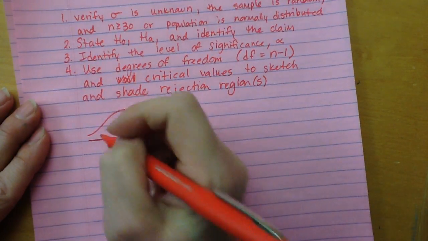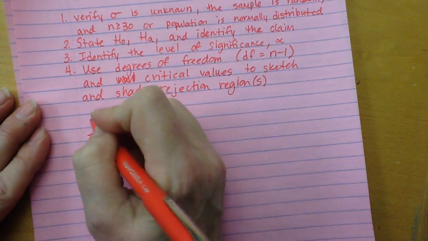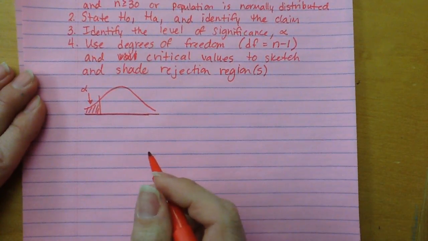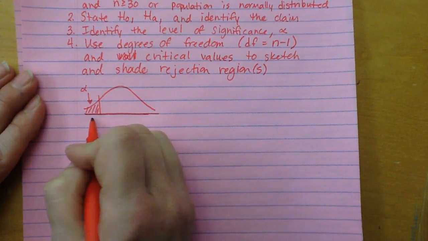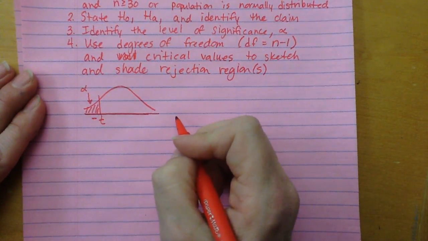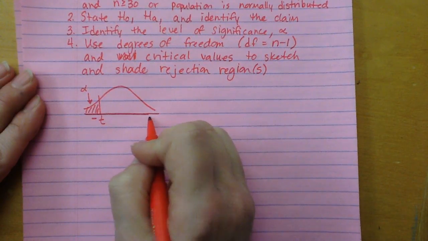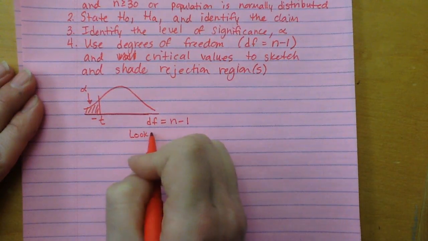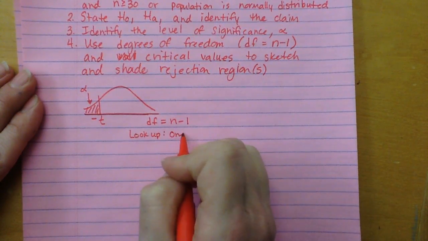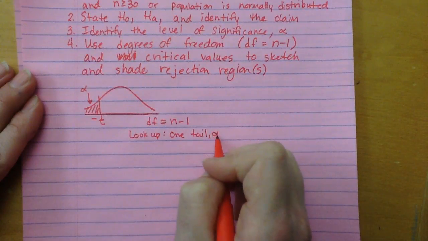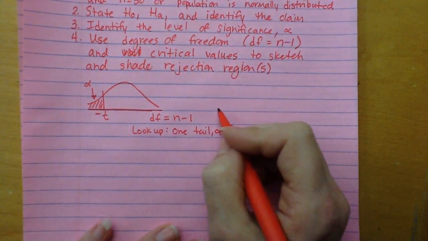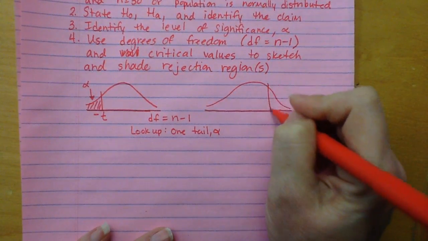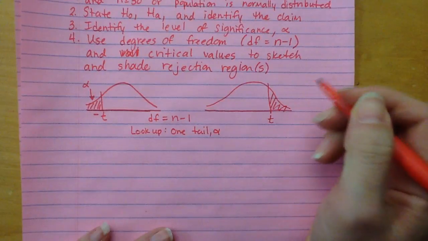So for a left-tailed test, this area here is alpha. And we're going to use a negative t-score, with degrees of freedom equals n minus 1. We look up the row that says 1 tail and then the alpha score that we're using. It's actually the same thing for the right-tailed test, except this is going to be a positive t.